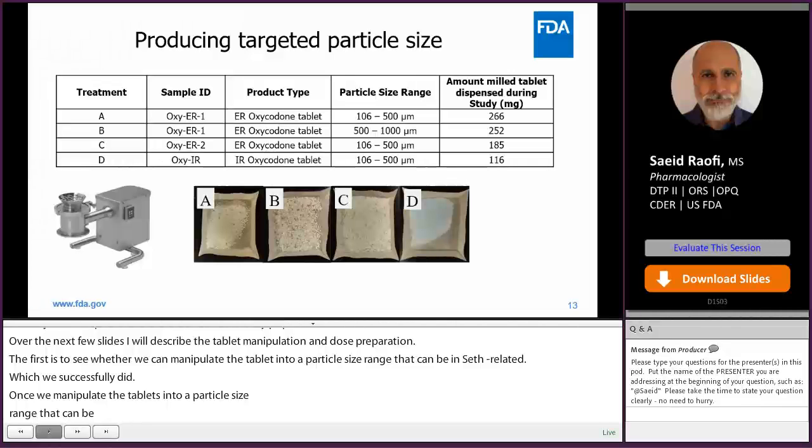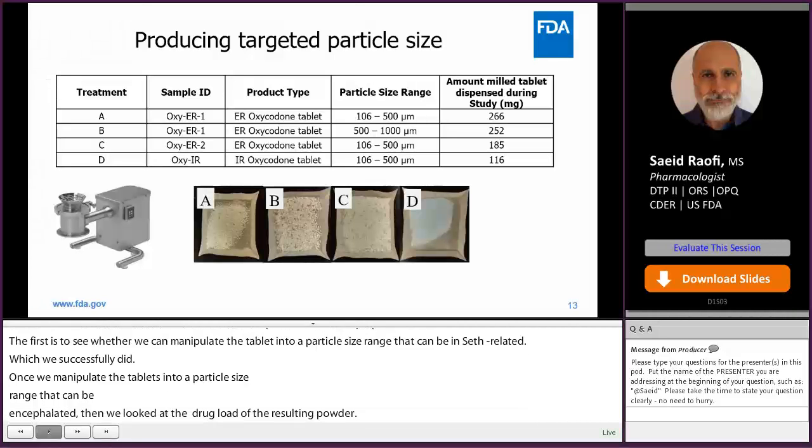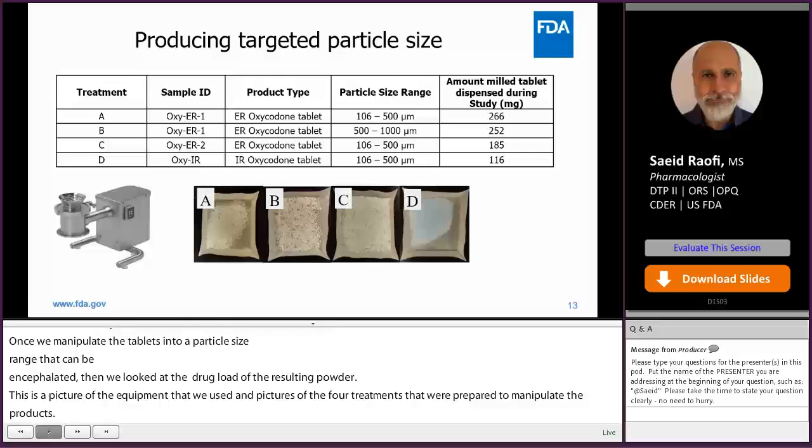This slide shows you a picture of the milling equipment that we used, and also pictures of the 4 treatments that were prepared, the manipulated products. And the table on the top, what I want to draw your attention to is the fact that treatments A and B were the same abuse-deterrent tablet, milled to different particle size ranges.